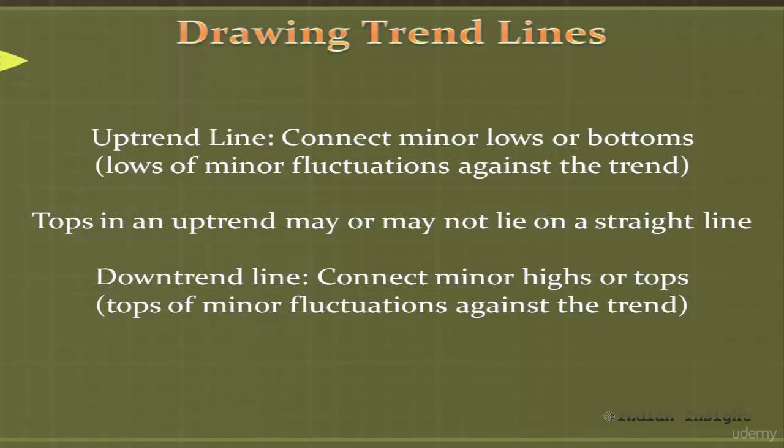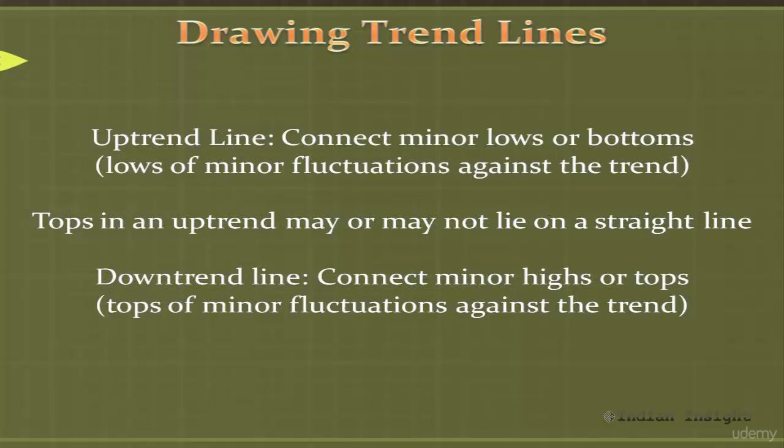This implies that if you were to connect the various intermediate tops in an uptrend, they may not lie on a straight line and may instead have some kind of a crooked formation. In some special cases though, this may not be true, and these intermediate tops may also fall on a straight line. We will be discussing this aspect of uptrends when we cover trend channels.